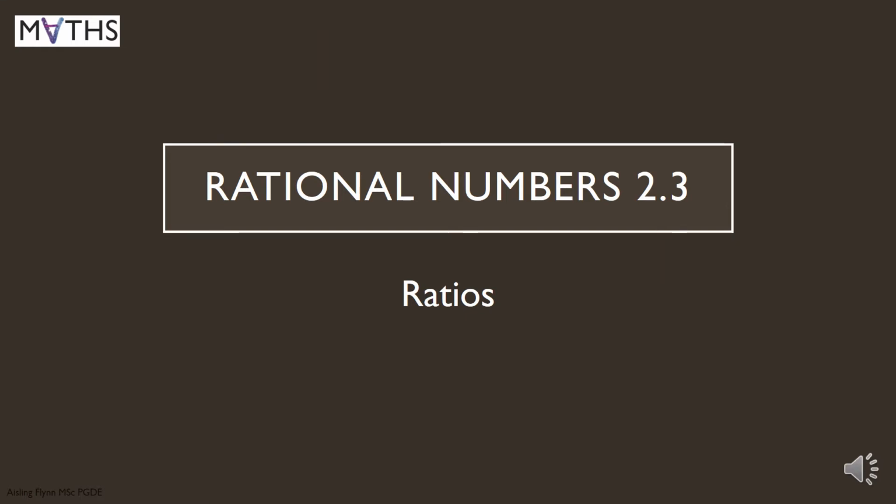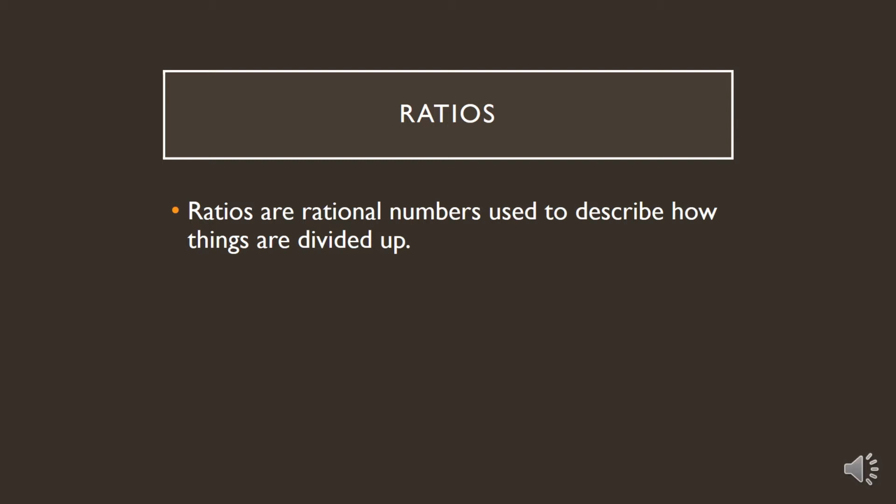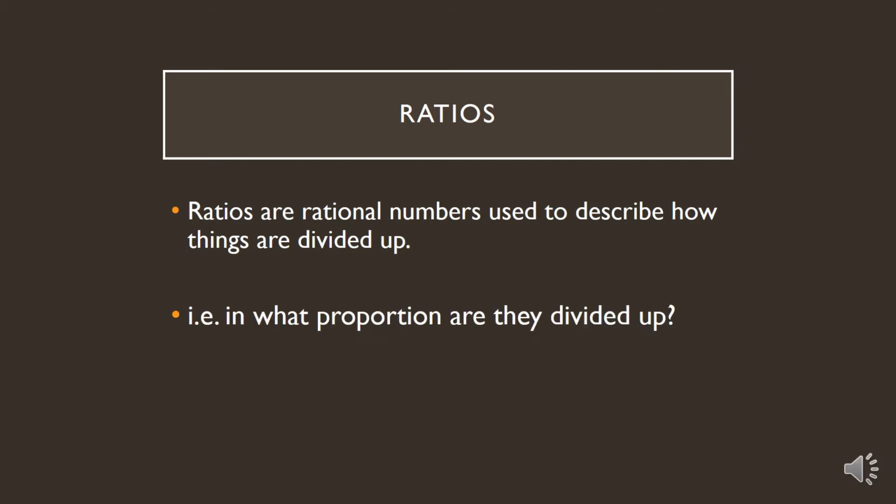This is Rational Numbers 2.3 Ratios. Ratios are rational numbers used to describe how things are divided up, i.e. in what proportion they are divided up. A given amount may not be divided up evenly.